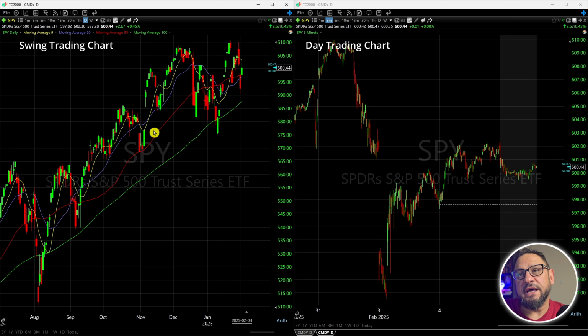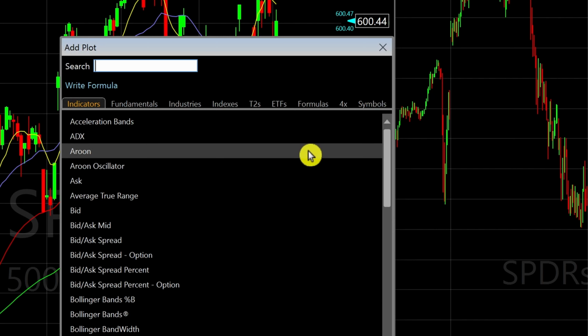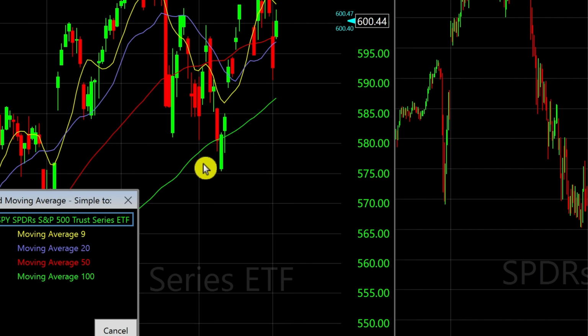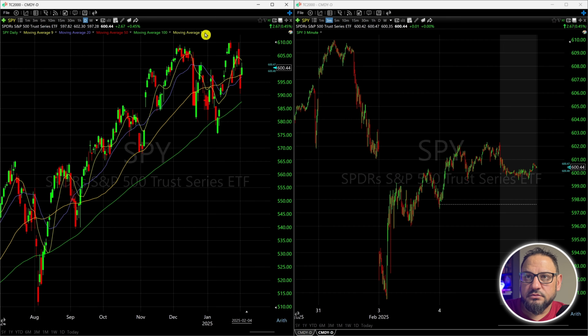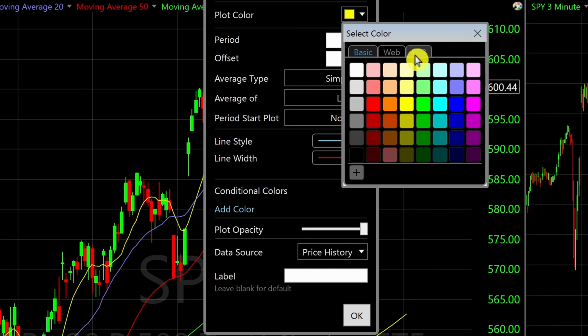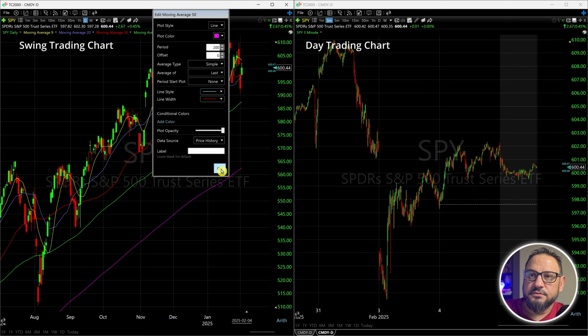All my charts that I have my indicators on are yellow, blue, red, green, and the last one is the 200 moving average, and I make it purple. So that's a simple moving average. Edit. I'll change the value to 200 period, and I'll make it purple. All right.